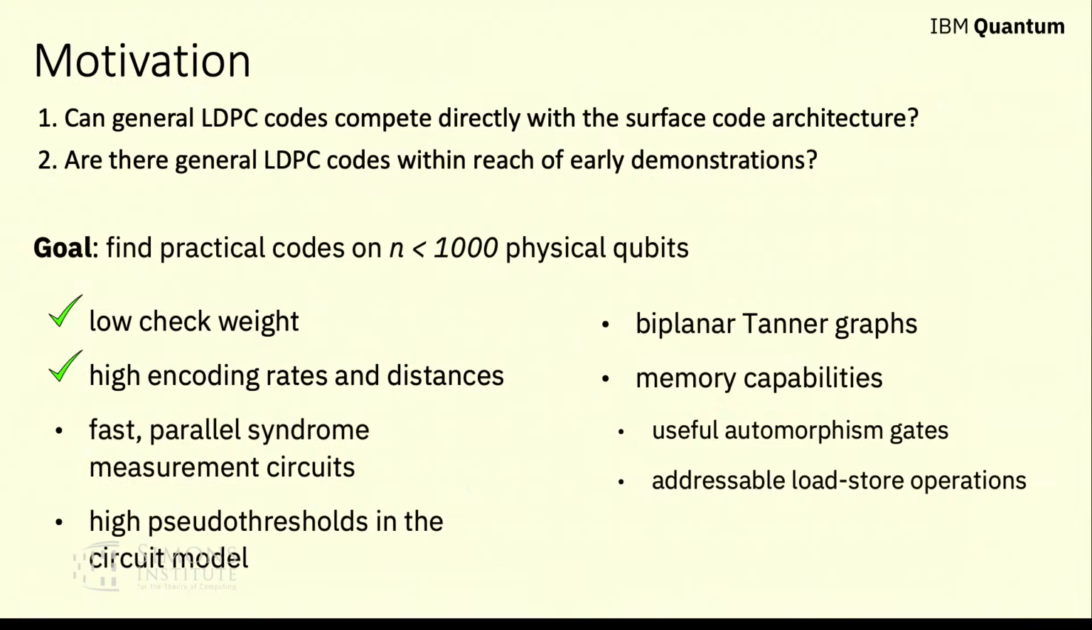Okay. So having gone through the code construction, we found a family of codes with pretty low check weight, weight 6. And I think they also demonstrate very high encoding rates and distances for small codes. So next, I'll talk about how to actually measure the syndromes, and that will lead directly into the estimates of logical error rate.